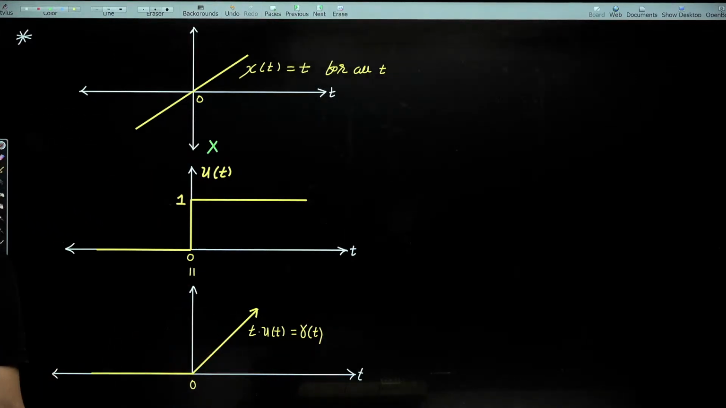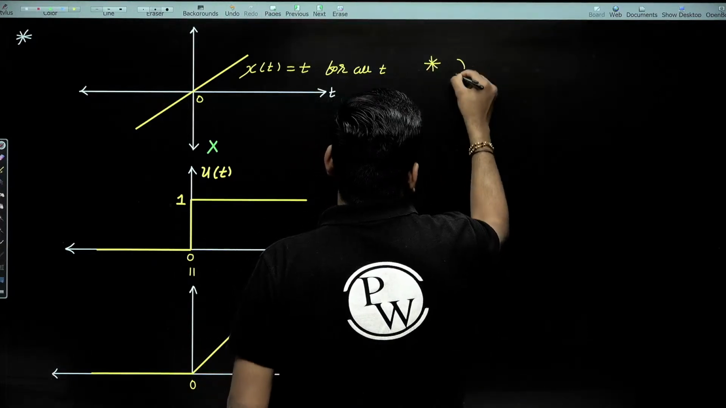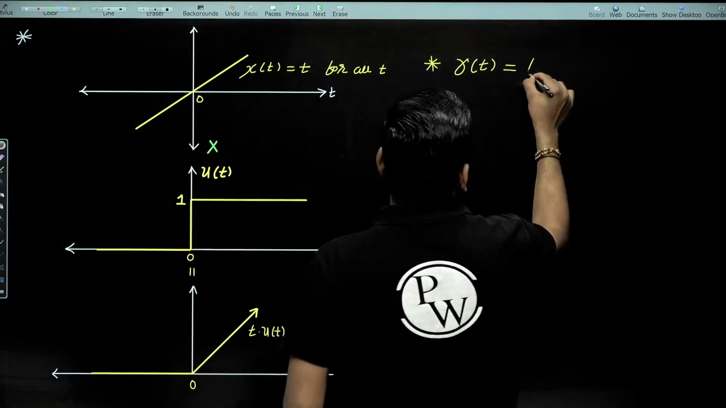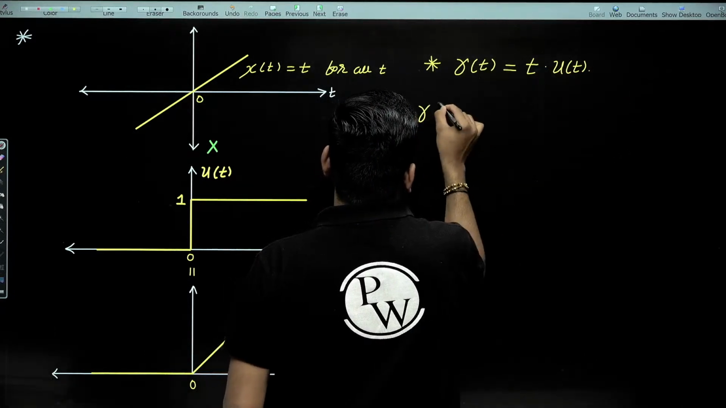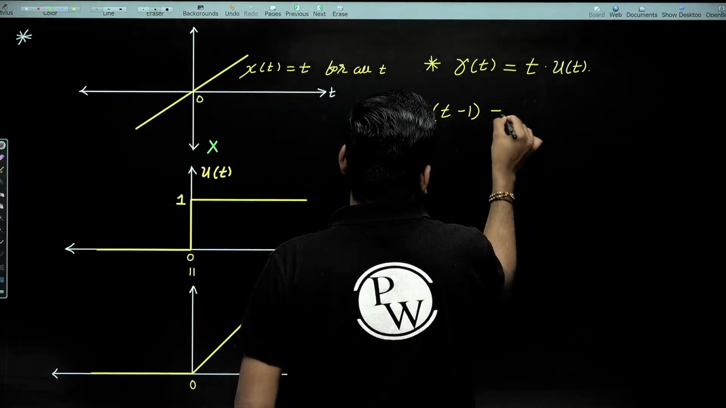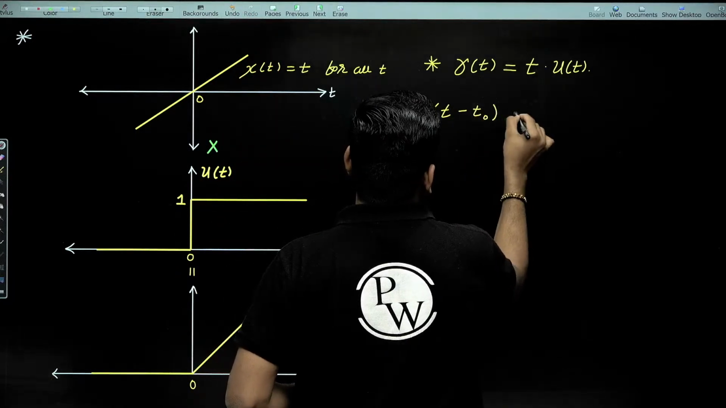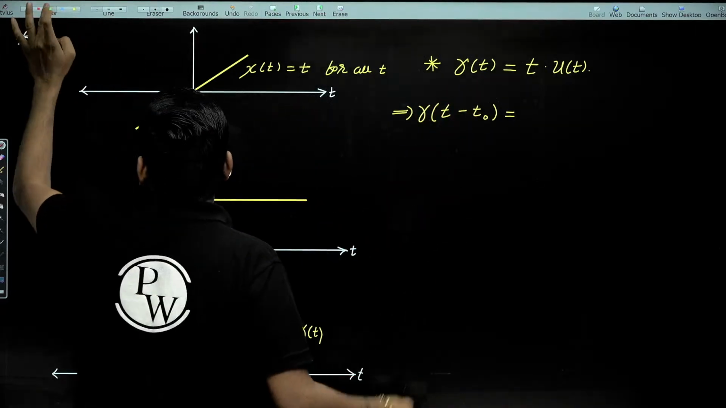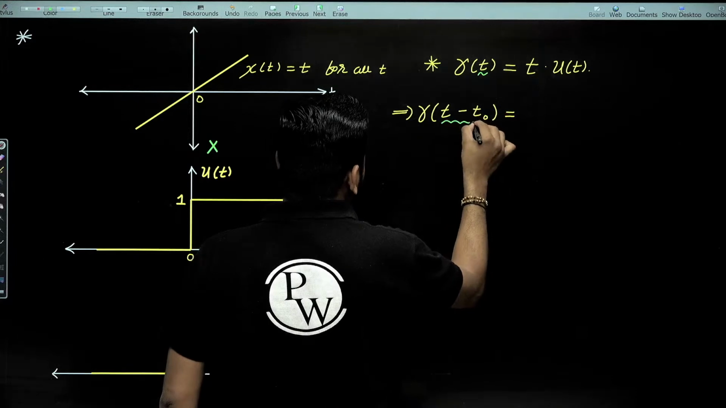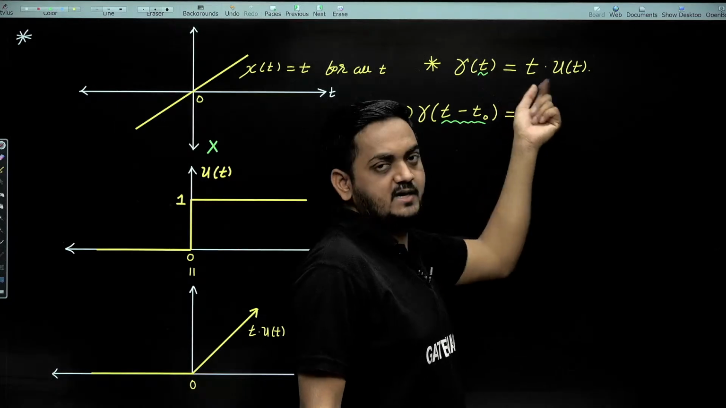Slope is 1 here, so here also slope 1. So t into u of t is nothing but r of t. The observation is r of t is equal to t into u of t. Now suppose on the left hand side I am replacing t with t minus 1, or in general t minus t naught, where t naught is any constant value. It can be positive, negative, integer, or 0. So the same change occurs on the right side also.